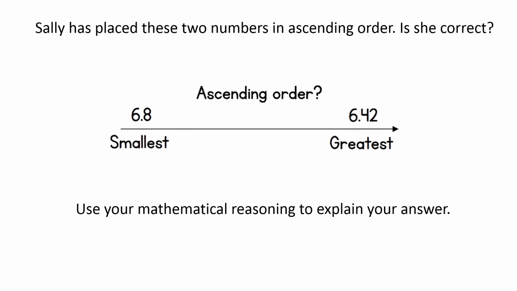Let's read this question. Sally has placed these two numbers in ascending order. Is she correct? So she placed 6.8. She said that was the smallest, and then she placed 6.42 here and said this was the greatest number. Using mathematical reasoning to explain your answer. So I really want you to have a think and write this all down on your paper.